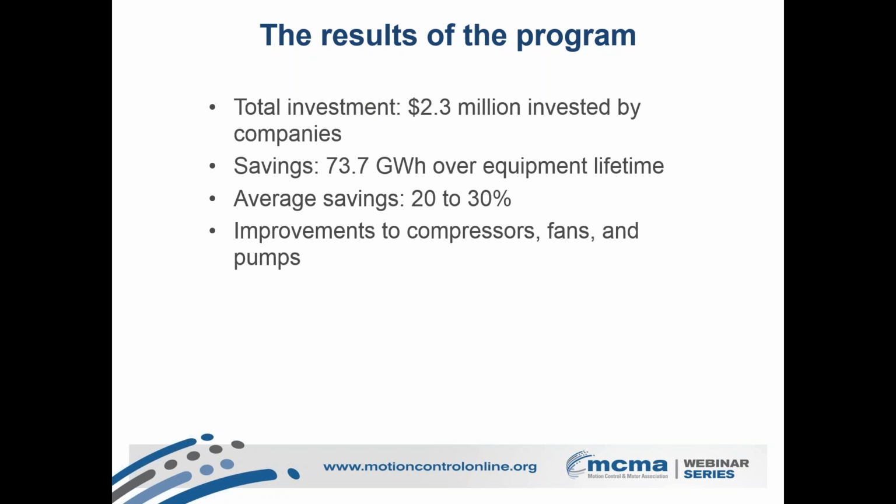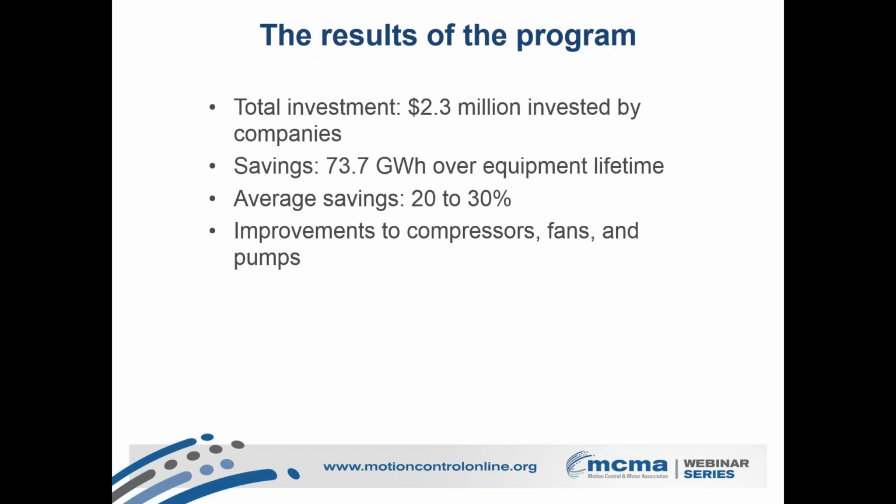So they sent people out, they worked with them, they got motors swapped out. The companies involved invested about $2.3 million in the swap over. Total savings were around 73.7 gigawatt hours over the expected lifetime of the equipment. And I assume that's a rated lifetime, not the amount of lifetime it's going to get when it's out there. That gave an average savings of 20 to 30%.